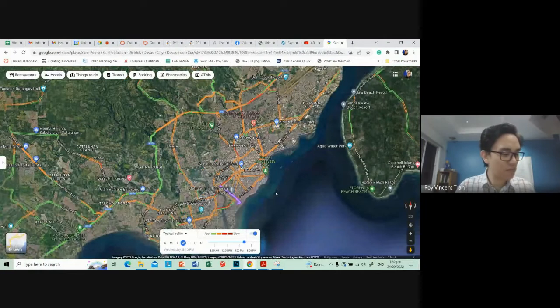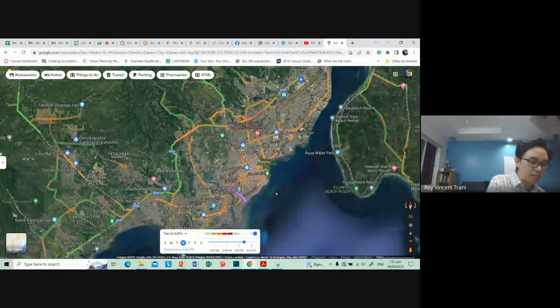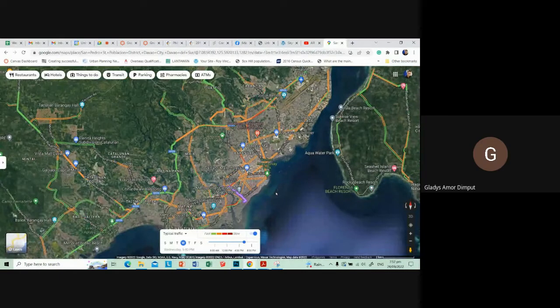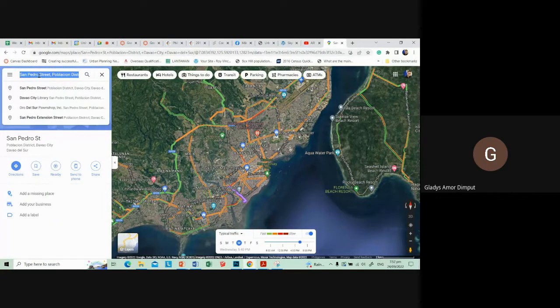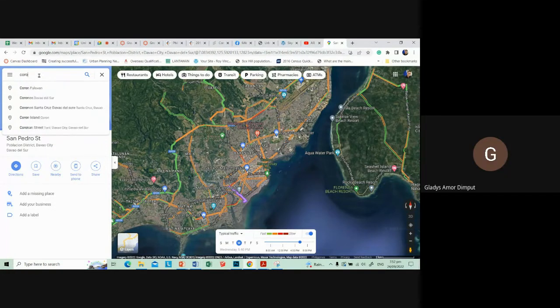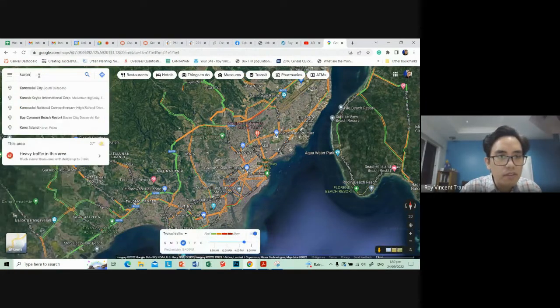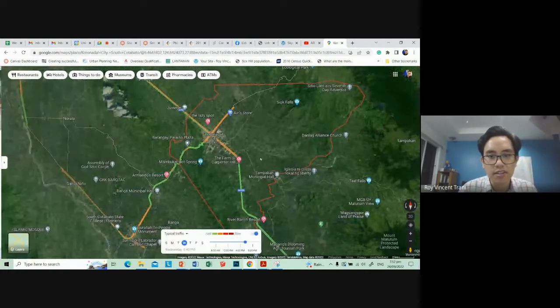Okay. Can anyone else volunteer a different area that's not Cebu, that's not Manila? In our place, sir, South Cotabato, Coronadal City, sir. Cotabato. What's the name of the city? Coronadal, sir. It starts with letter K. Coronadal. There. Yes, sir. Let's take a look.